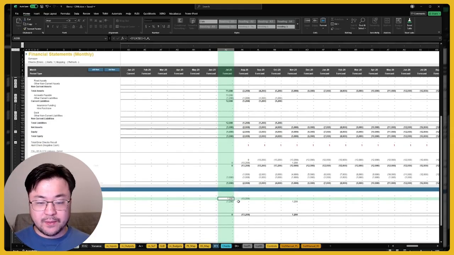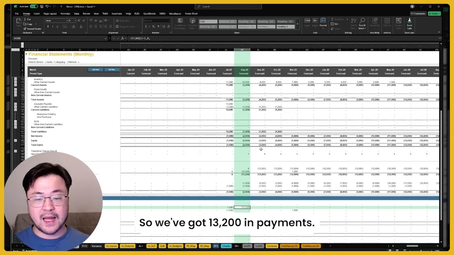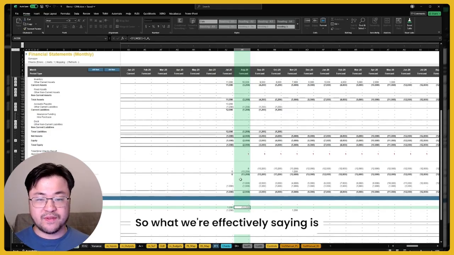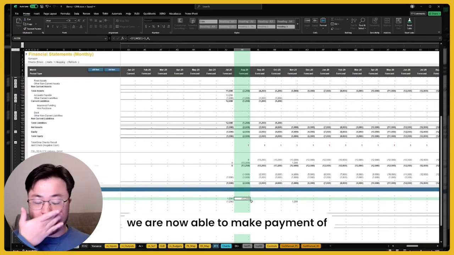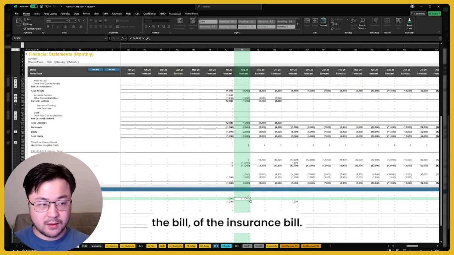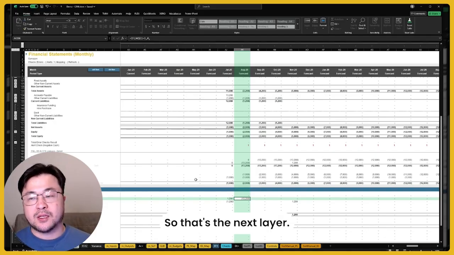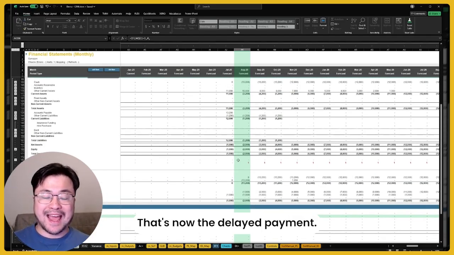If we now look at the next month, we've got 13.2 in payments. So what we're effectively saying is, yep, now in August, we are able to make payment of the insurance bill. So that's the next layer. That's now the delayed payment.